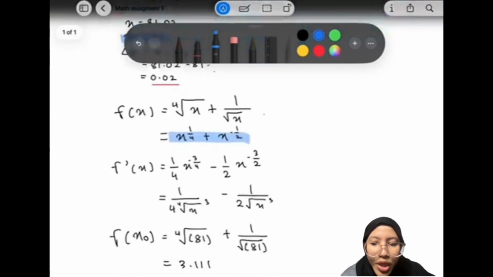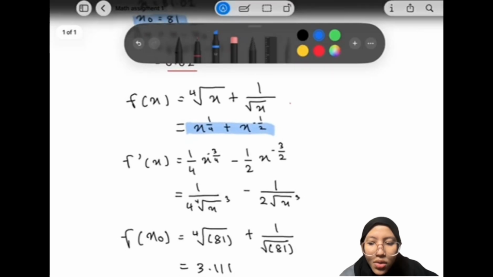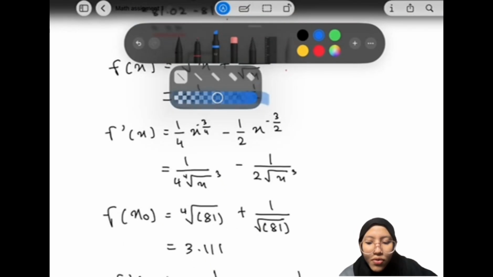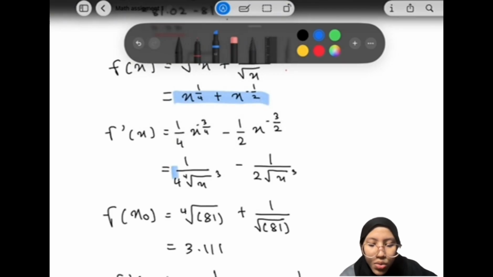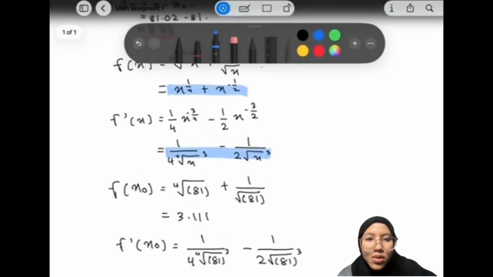Okay, so next step, we have to differentiate to find f prime(x). We will get f prime(x) equals 1/4 x to the power of negative 3/4 minus 1/2 x to the power of negative 3/2. We can simplify it to 1 over 4 times the fourth root of x cubed, minus 1 over 2 times the square root of x cubed.